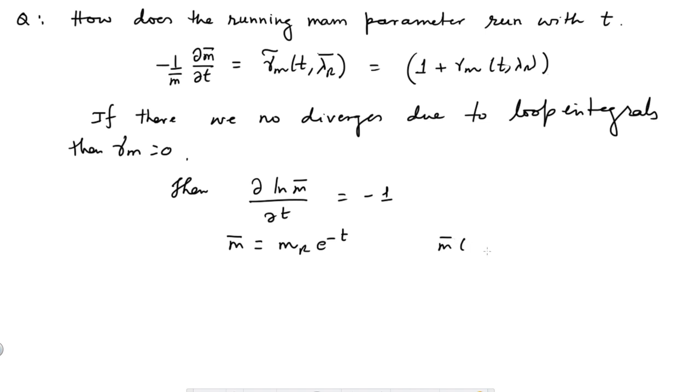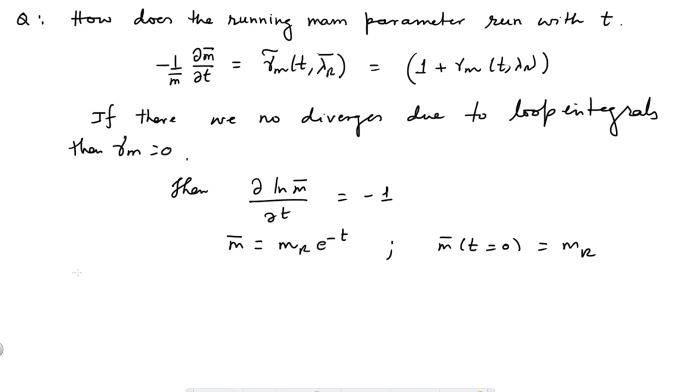Or let me make it more clear, m bar at t equal to 0 is m r. Remember that was the boundary condition we had supplied together with this defining differential equation for m bar. So when you use it, you get this as the solution. You see that the effective mass goes down as you increase t, because this is e to the minus t. So if you take t to be large, meaning you are scaling up all the momenta, then the effective mass is going down, and it's going down very fast because you have e to the minus t. That's a very rapid decay of this value.